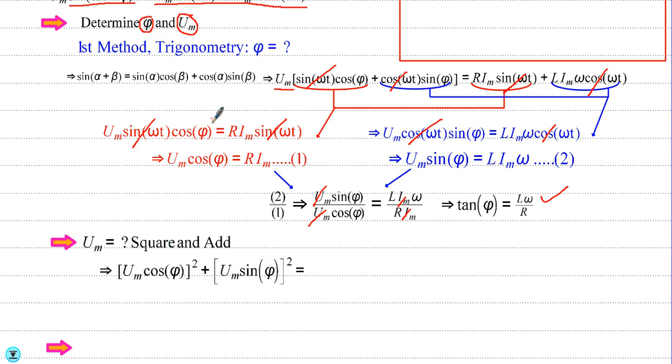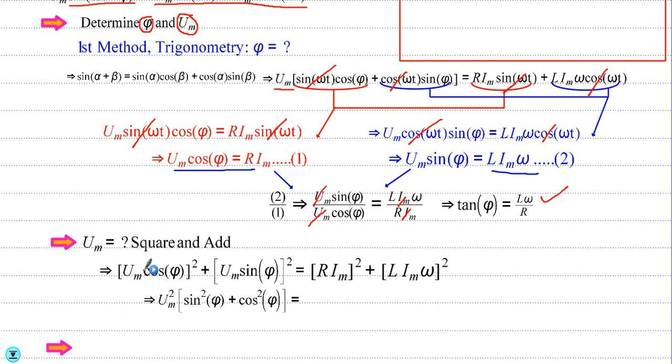So from these equations, this is the equation: (Im cosine phi) squared plus (Im sine phi) squared is equal to the right squared plus the right squared. Okay, and then we will equate. Take Im squared common outside. Cosine squared phi plus sine squared phi is equal to 1. That's actually 1, and what remains is Im squared. So it is equal to this.